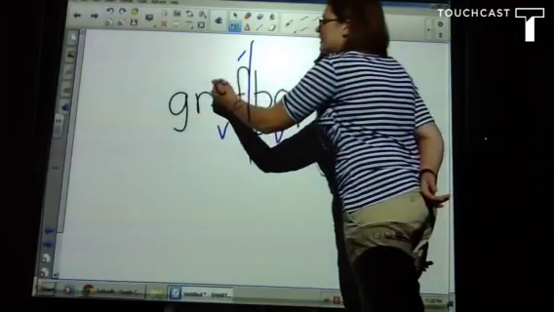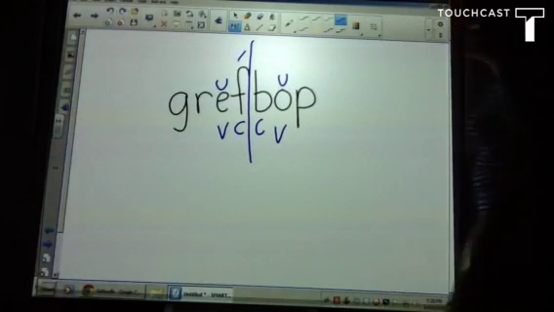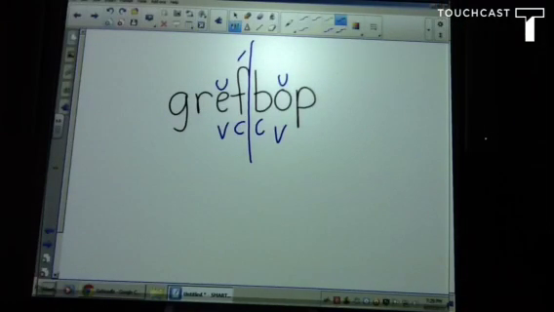Very good. What about in the second syllable? A vowel followed by a consonant is coded with a breve. Very good. Let's see if we can read this nonsense word. Grefbop. Very good. It's kind of a silly word, isn't it? I like that word. I do too.